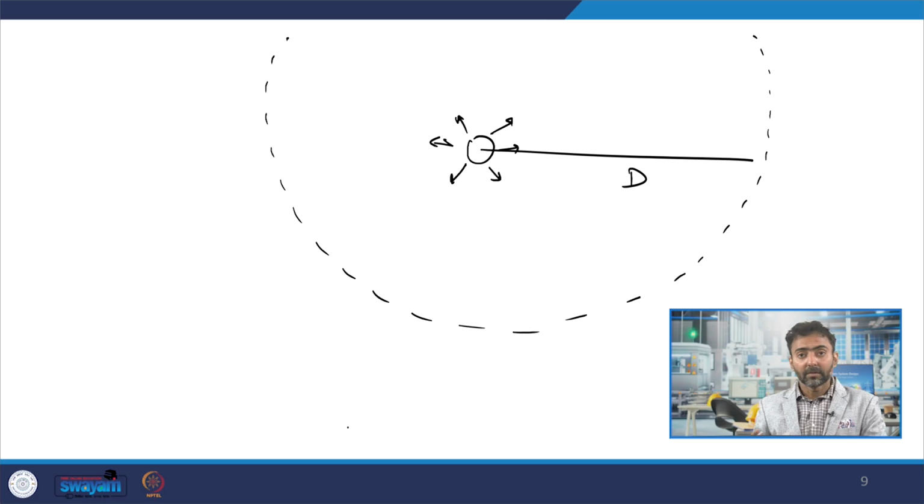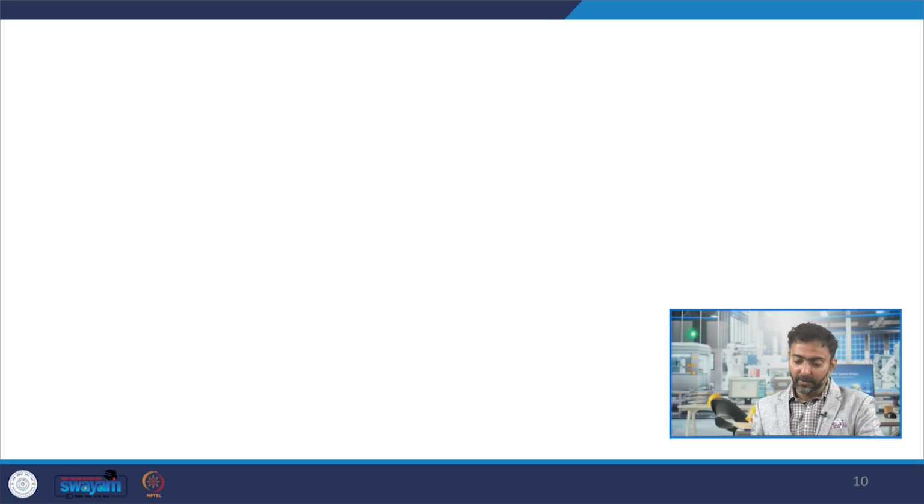So the total power emitted is the same, but now it is spread over a much larger surface area. What this implies is that at a given point the intensity of radiation would be lesser, and that is the reason that as you go farther away from the sun in the solar system, the solar radiation intensity goes on decreasing. So let us try to quantify this particular thing also.